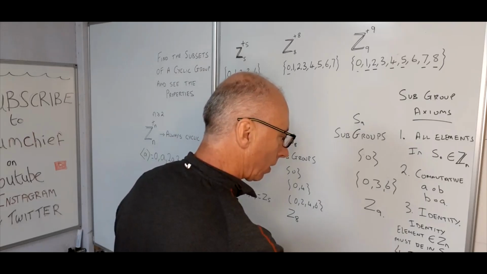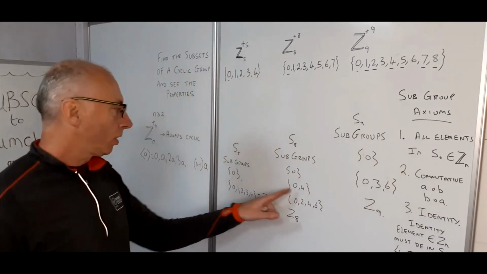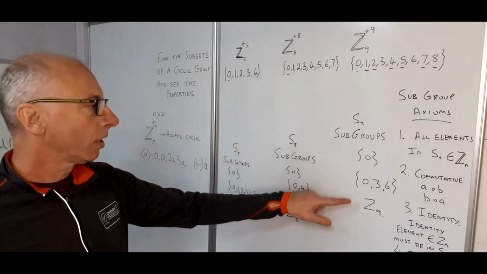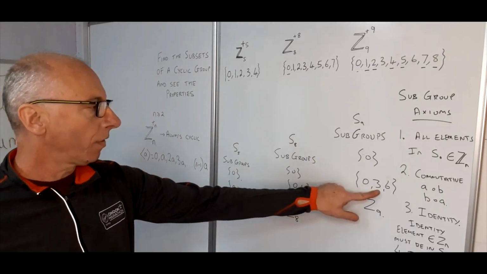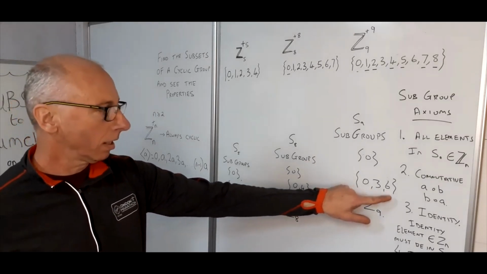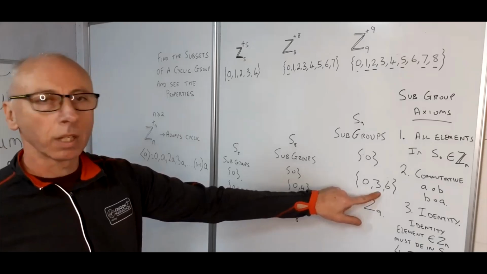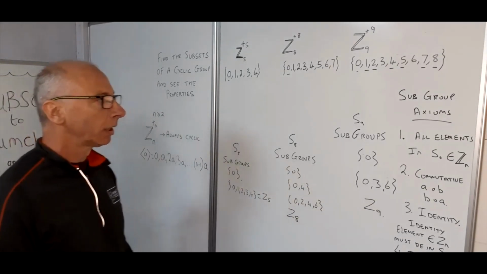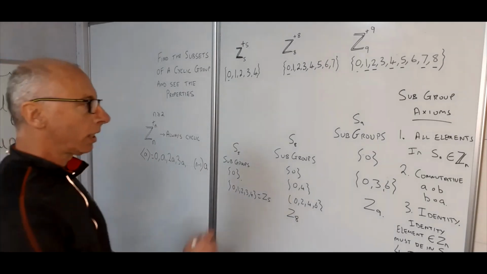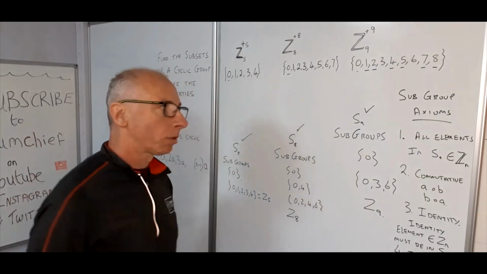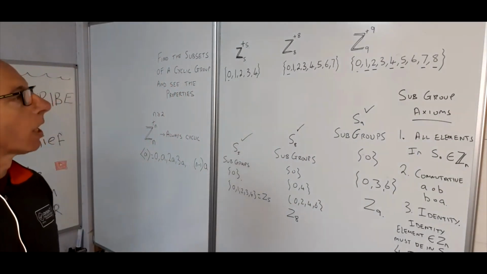Okay, and then the fourth one is inverses. Now each subgroup must contain its own inverses. So the inverse of 3, 3 composed with 3, is 6. The inverse of 6 will give us 3 in this group. And it'll be the same for all of these groups. So therefore we can say that all these subgroups here satisfy the subgroup axioms. Okay.